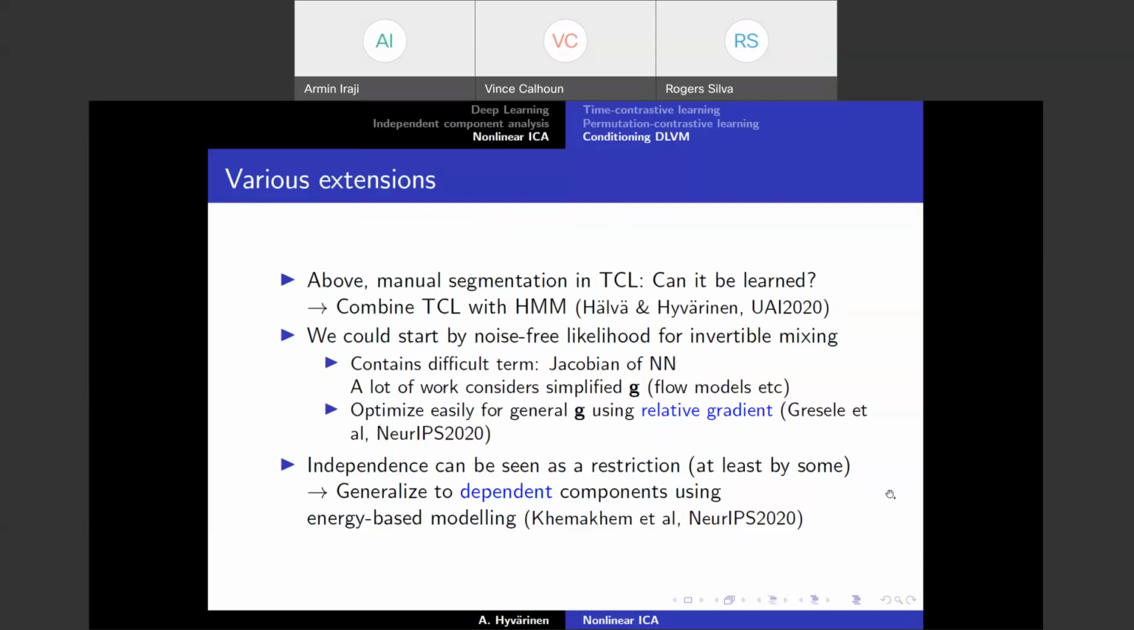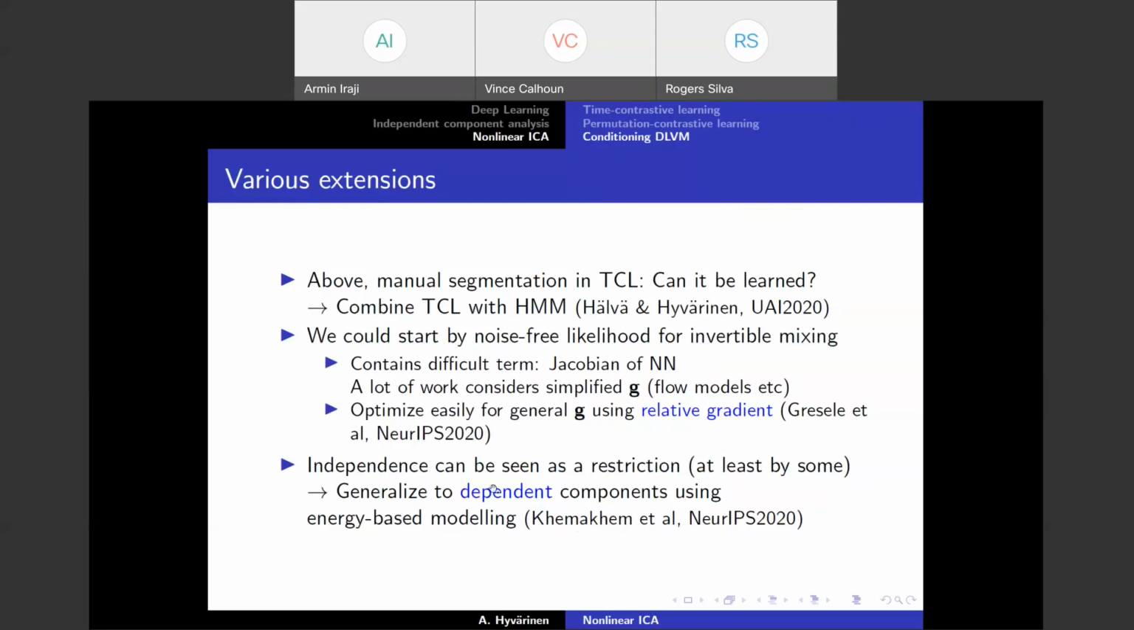And finally, independence can be seen as a restriction. Some people always complain when I talk about ICA: why do the components have to be independent? In a very recent paper, we show how we can generalize these frameworks to dependent components. And at the same time we use energy-based modeling, which is another kind of learning principle in addition to self-supervised learning, MLE and variational approximations.